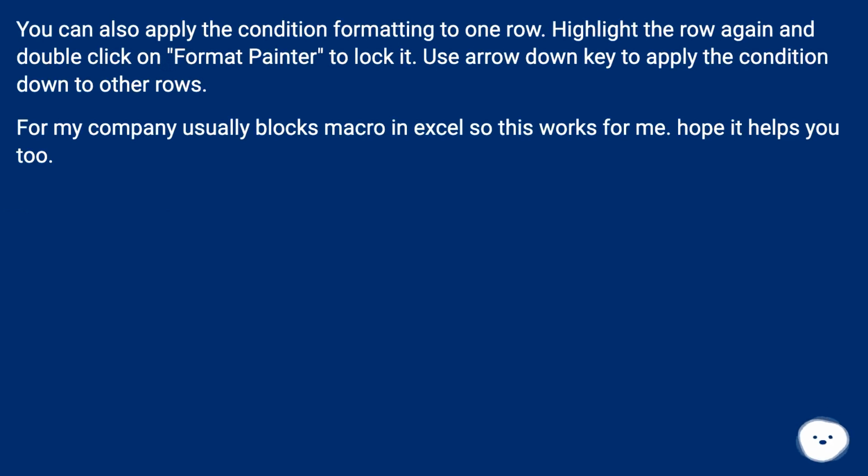You can also apply the conditional formatting to one row. Highlight the row again and double-click on Format Painter to lock it. Use the arrow down key to apply the conditional formatting down to other rows. My company usually blocks macros in Excel, so this works for me. Hope it helps you too.